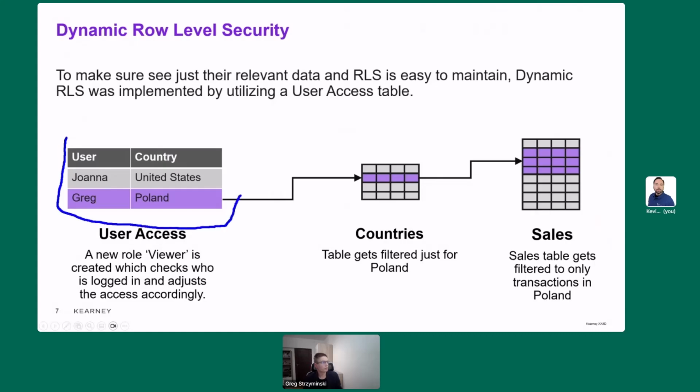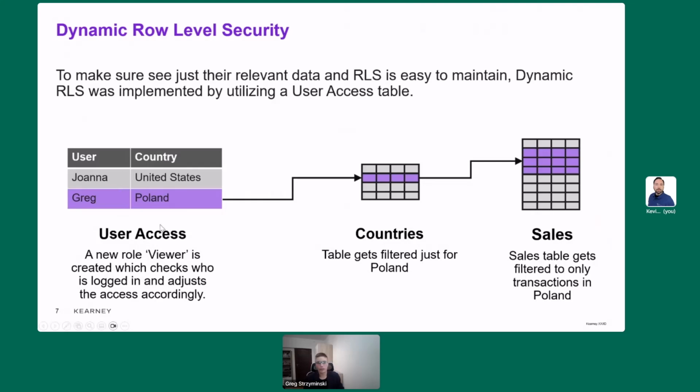Let's call this table the mapping of users to their respective countries. And you can see that me as Greg, I have access to just Poland, while John has access to United States. This way, we add one role and add everyone to it. This role will be called viewer or key account manager, maybe, whatever works in terms of naming convention.